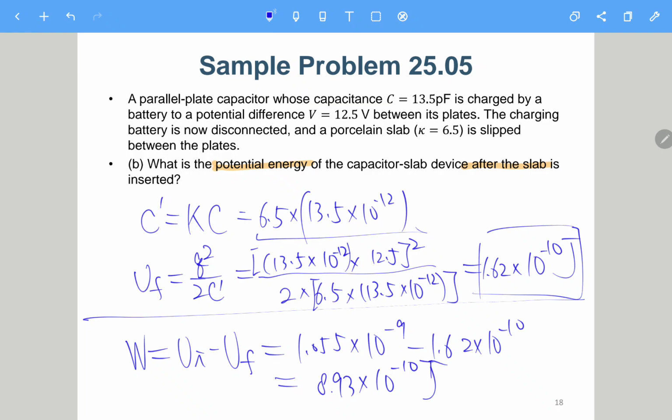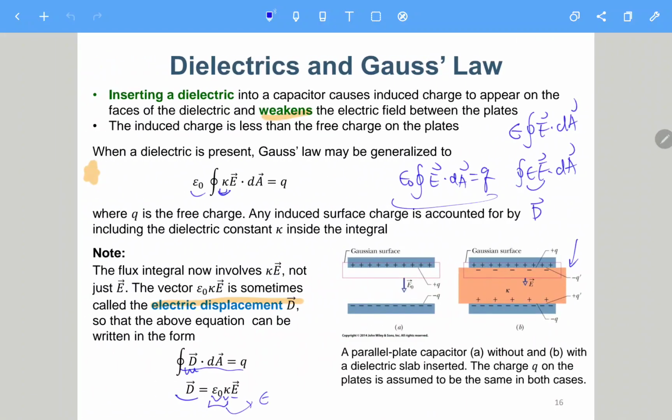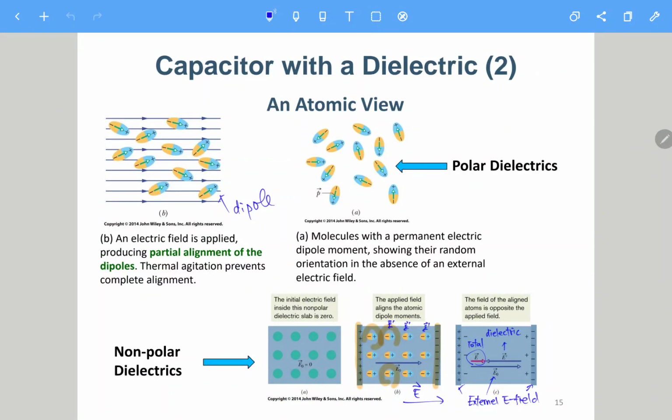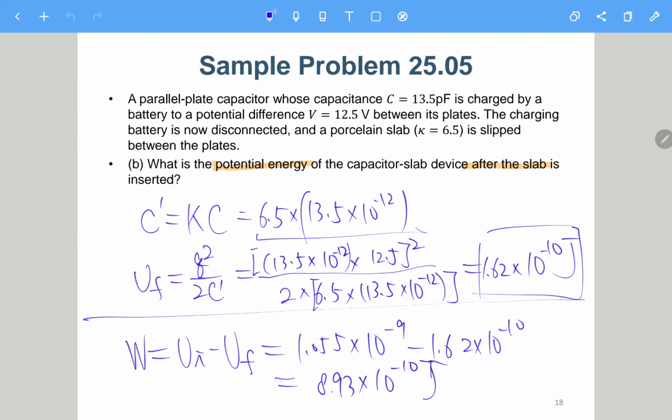And you may ask, where does the energy go? Actually, the energy is stored in the dielectric, because you need to make the dipoles align. So it should store some energy there. So some of the energy is actually absorbed by the dielectric material. So you can see there is some potential energy change. Okay.